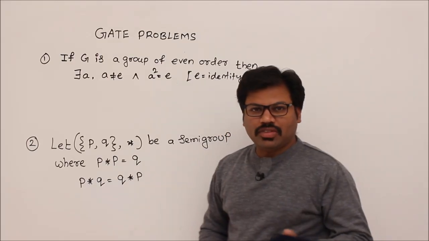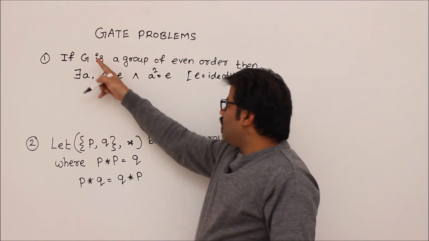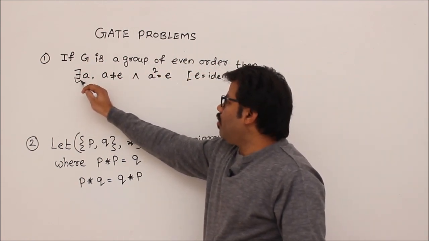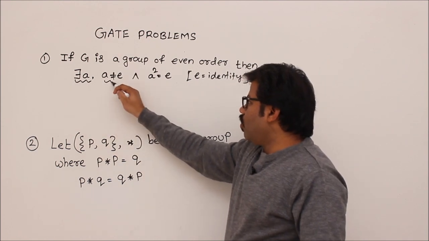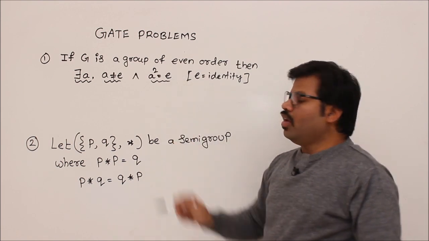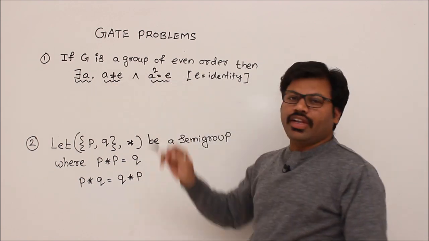Now we'll see some GATE problems related to group theory. Let us begin with an easy question. It is given that G is an even order group. Then we have to show there is some element A such that A not equal to E. What is E? Identity element, and A square equal to E. Finally, we have to show one element which is not the identity element so that A square equal to E.